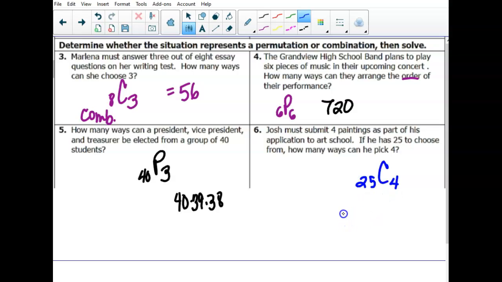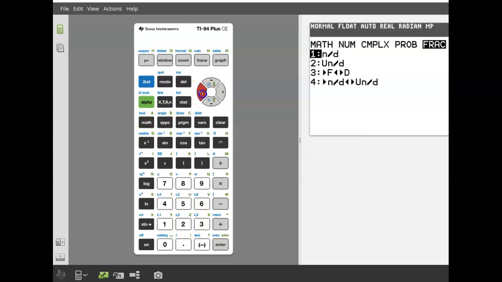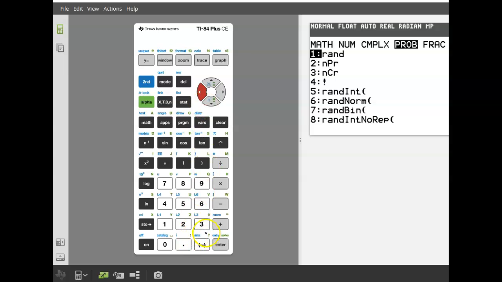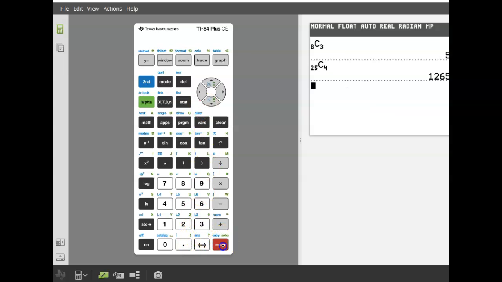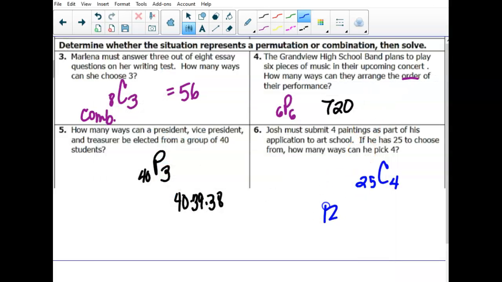If you're not sure, sometimes you can put them both in and see which one makes sense. I mean, there's not millions of ways to do this because he's just choosing 4. It should be the smaller of the numbers. So 25C4. I got 12,650. Still a big number, but P would have been bigger. I already forgot. Was it 650?